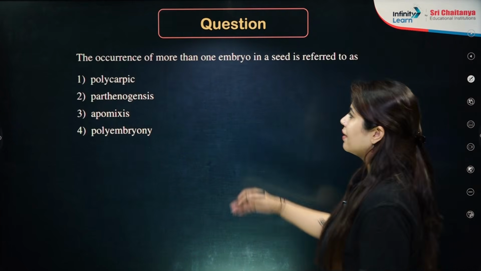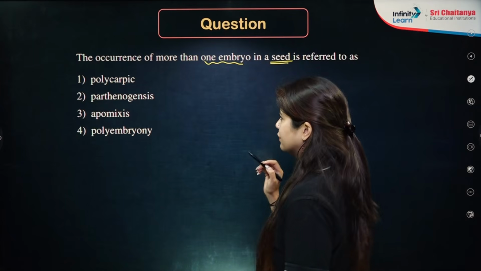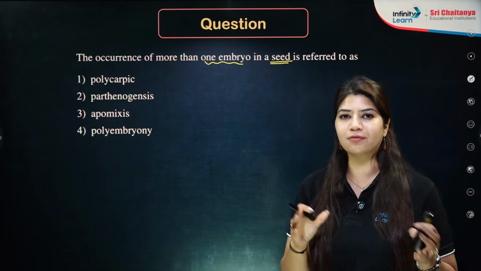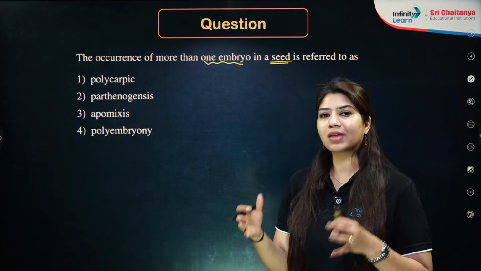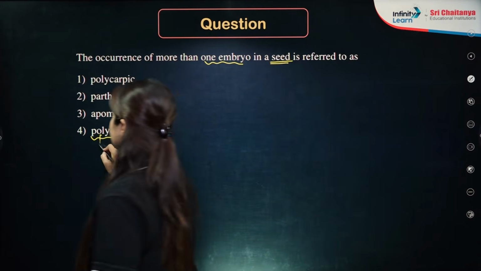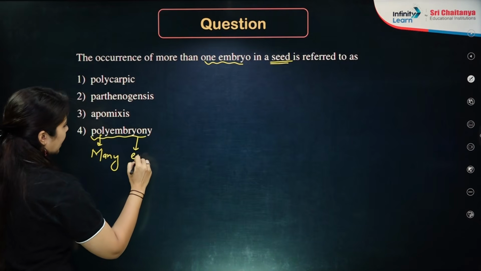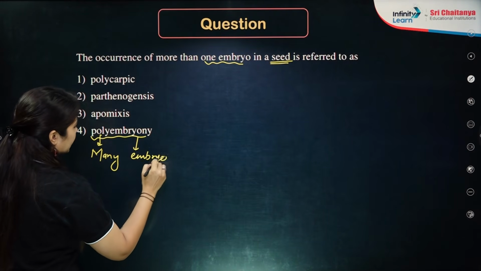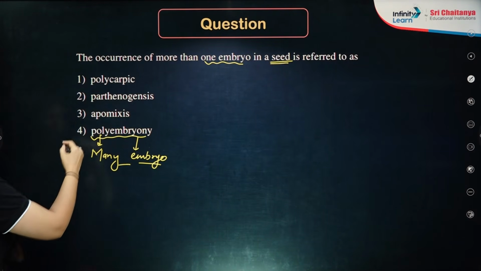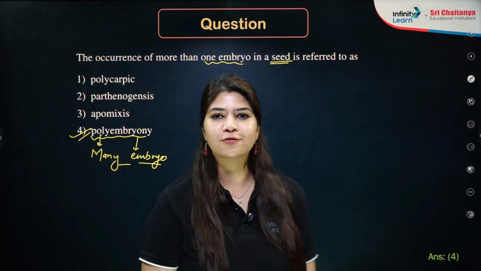Next question is, the occurrence of more than one embryo in a seed is referred to as. If we have more than one embryo in the seed, that condition is called polyembryony. Poly simply means many and embryony simply means embryo. So if we have more than one embryo, that condition is called polyembryony. Correct answer is option number 4.